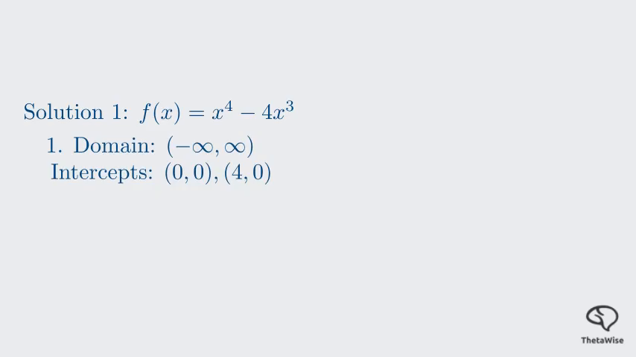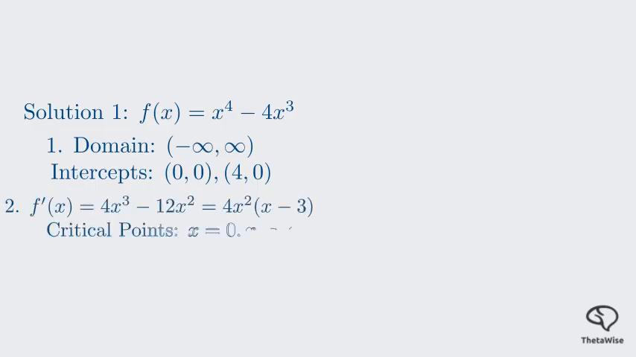Next, the first derivative, f prime of x equals 4x cubed minus 12x squared. The critical points are at x equals 0 and x equals 3. The sign chart for the first derivative shows the function is decreasing on negative infinity to 3 and increasing on 3 to infinity. At x equals 0, the derivative doesn't change sign, so it's not an extremum.